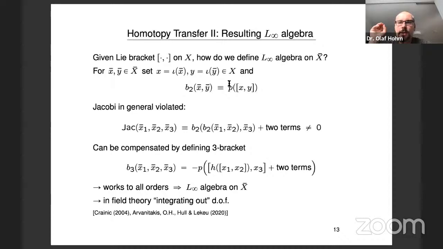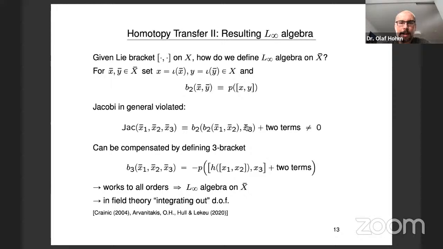But here you do something very strange in some sense. You're not assuming that you land in the same subspace. You land somewhere, and then you just project. Whatever extra stuff you get, you just project it away. So in general, this is, of course, a very bad thing to do. And concretely, if you now try to see if this is a Lie bracket, check Jacobi, of course, it doesn't work. Because if you nest two of these B2, you have this projector in the middle. So you can't use the Jacobi identity for the original bracket on X. So Jacobi seems completely lost.